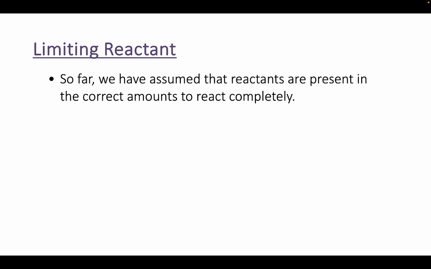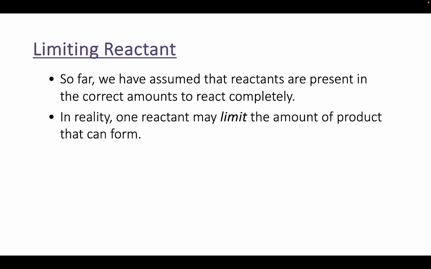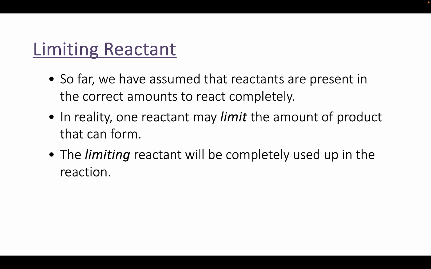But what if we have two real amounts, right? What if we know that we have 5 grams of this, 10 grams of that? How do we know what is going to be the amount that's actually formed? Because in reality, if we have 5 grams of this mixing with 10 grams of this, one of those two may limit the amount of product that's going to form. And that one is what we're going to call the limiting reactant.